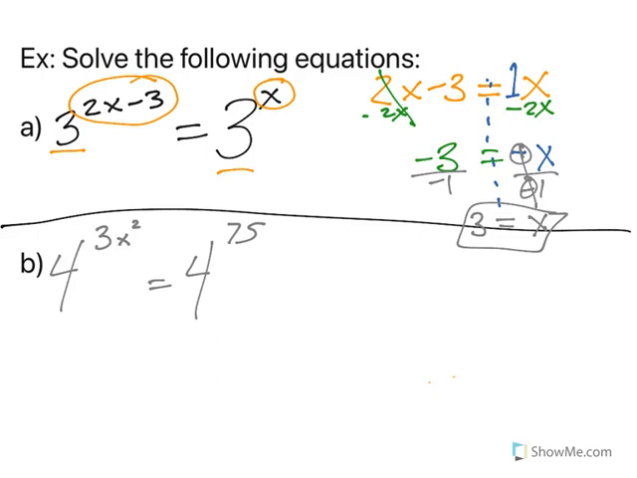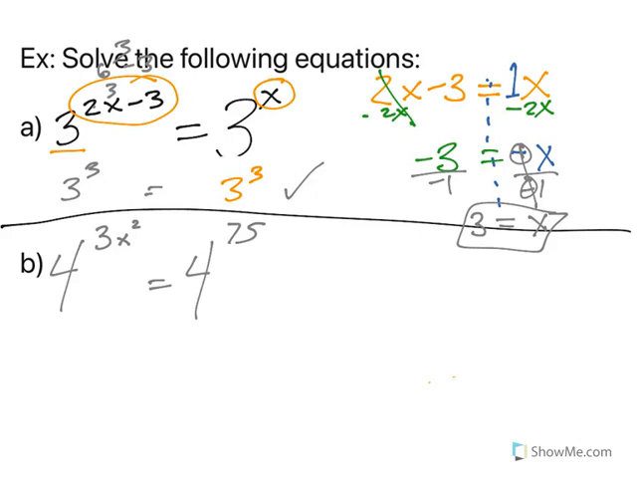And there we go. And you can check it. So if x is 3, the right side is 3 to the 3rd. And then over here, if x is 3, well, 2 times 3 is 6. 6 minus 3 is 3. Does 3 to the 3rd equal 3 to the 3rd? You bet it does.